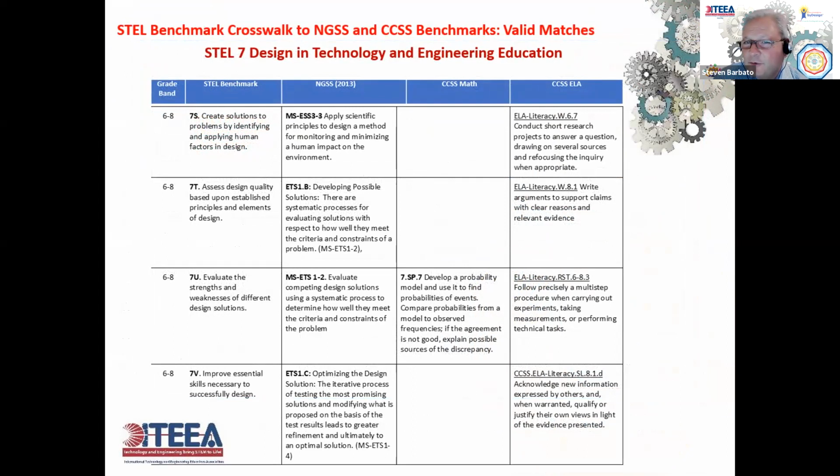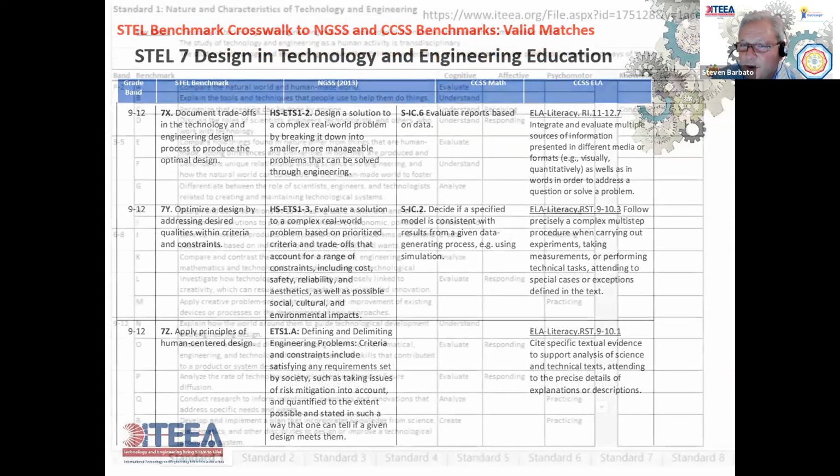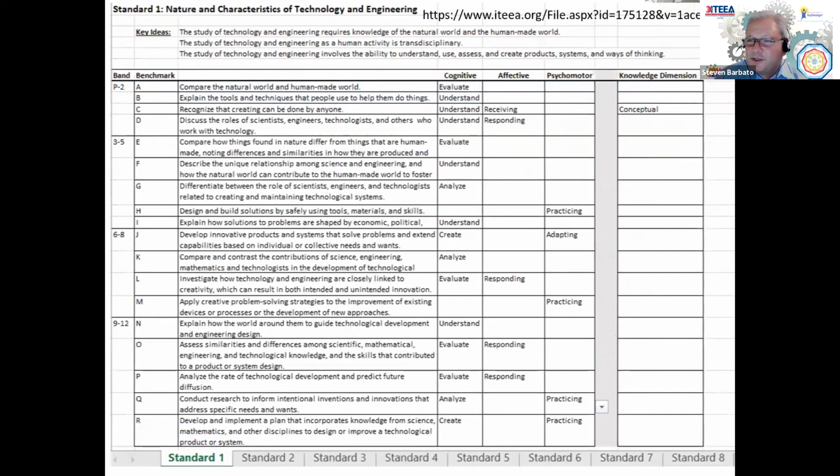So this is an example, for instance, on STEL core standard number 7, design in technology and engineering education, and the valid matches that go from the STEL to the NGSS to the math to the ELA. And then again, in the different grade levels, this is 9 through 12. We also have a connection for the cognitive, affective, and psychomotor areas with the verbs, and a connection then to the knowledge dimension. And that's done for every standard.